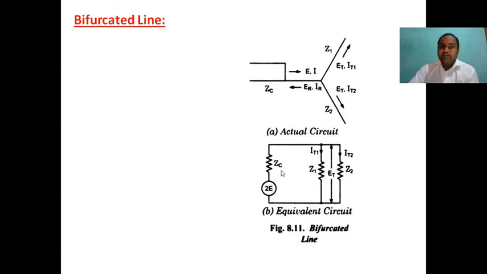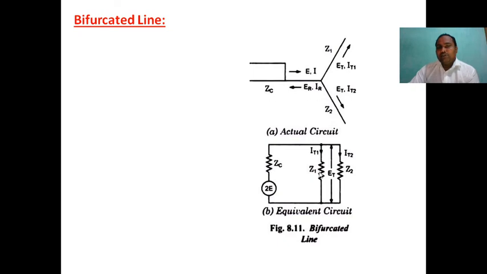If you draw the equivalent circuit for the actual circuit from the previous case, we can easily write the open circuit voltage as 2E, with characteristic impedance ZC in series, along with the two impedances Z1 and Z2. Simply this is the equivalent circuit. If you open circuit, the open circuit voltage is 2E. Applying Thevenin's theorem, 2E has a series impedance. If you remove the load impedance, we can easily find the Thevenin resistance, which is ZC.